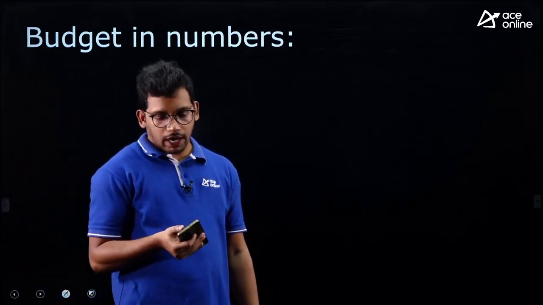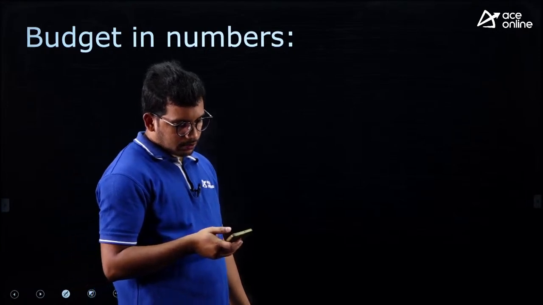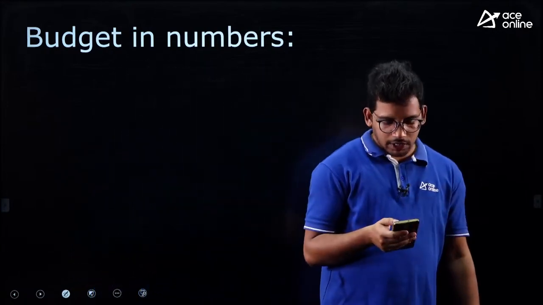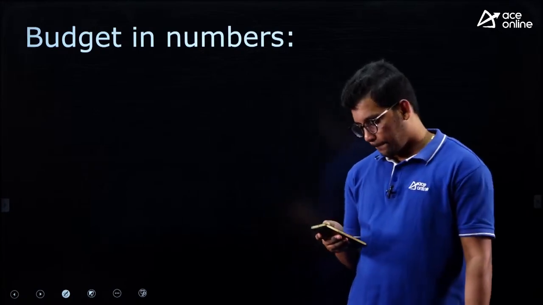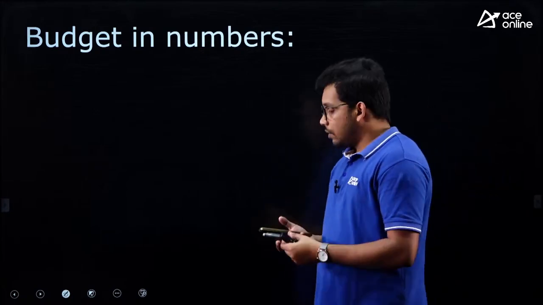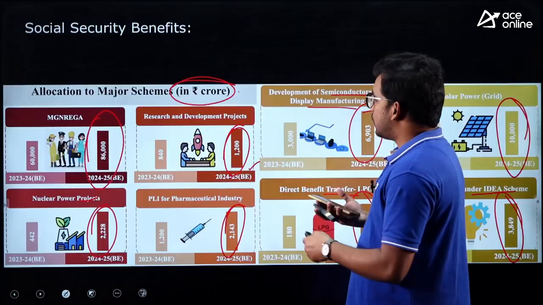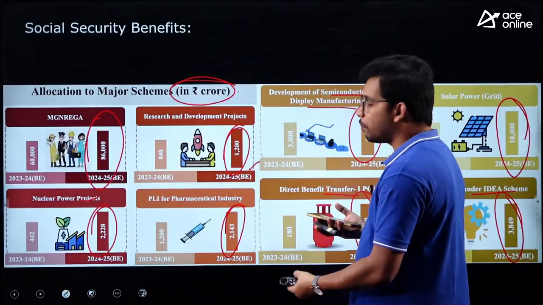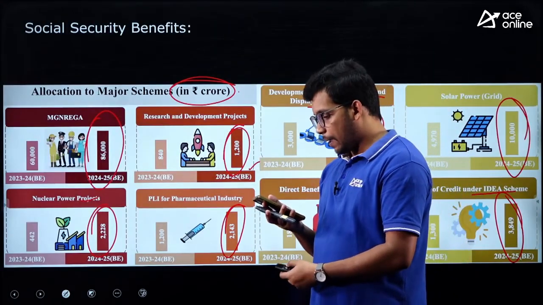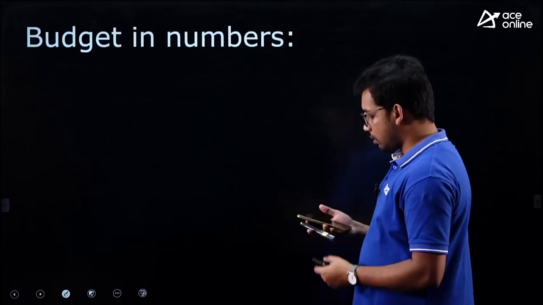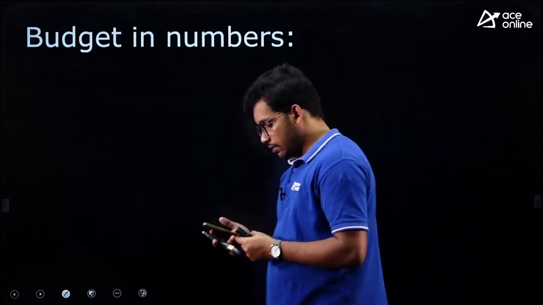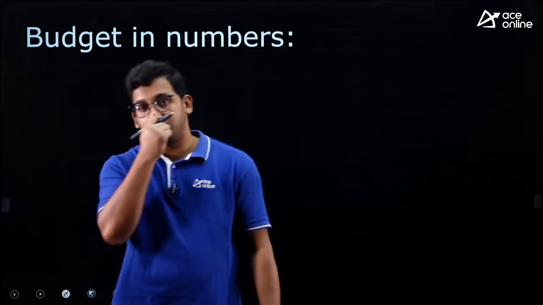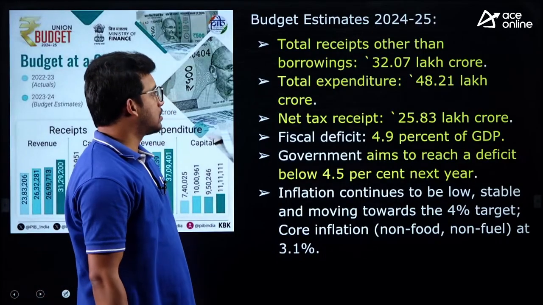Now we are moving to the last part of the budget. Please do confirm, is this clear? We have discussed the distribution of money by the government, where government is giving money. We are moving to the last part. Thank you Mahendra for the response. So the last part of the budget is budget in numbers.